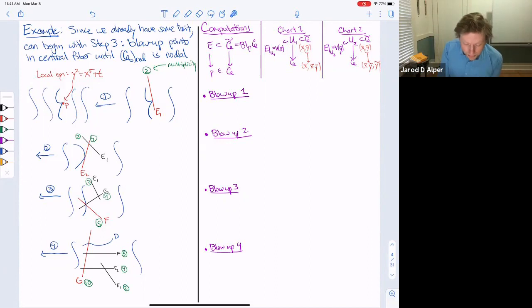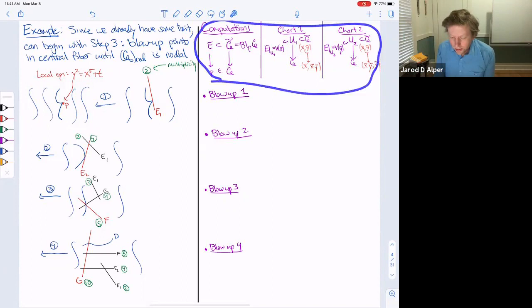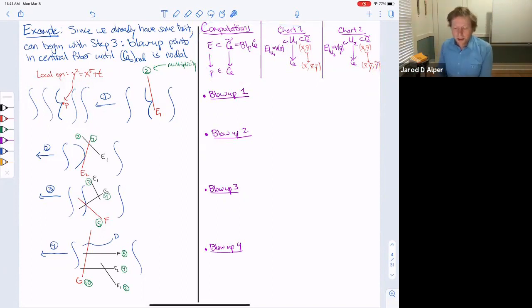So we're starting right now with this surface here. And now we are in the first blow up. We're going to blow up that point P. I'm going to work out the computations on the right-hand side, and let me introduce the notation I'm using. C is always going to be the surface I'm blowing up, and I'll replace that with C tilde, blowing up at a point. And then the preimage of P is this exceptional divisor E.